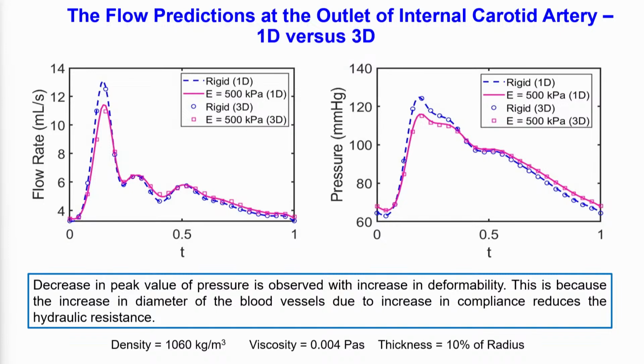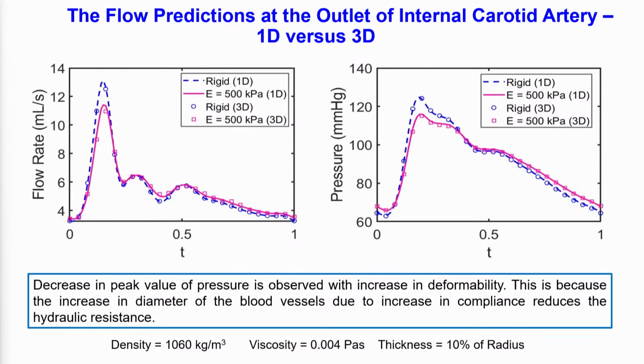But if you now compare the 1D and 3D, it is not that bad, and for rigid and deformable channels the symbols are different, you can clearly see. There is a decrease in the peak value of the pressure with increase in deformability. This we observe qualitatively, and the reason is that the increase in the diameter of blood vessels due to increase in compliance reduces the hydraulic resistance.